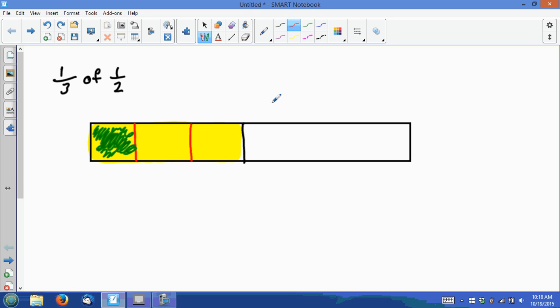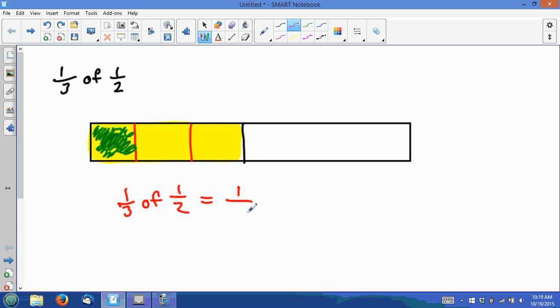So now it's time to look for the answer. I want to know how many parts are shaded out of the entire thing. Now, obviously, there's 1 part shaded out of the whole thing. So the answer, 1/3 of 1/2, is 1 part shaded out of something.